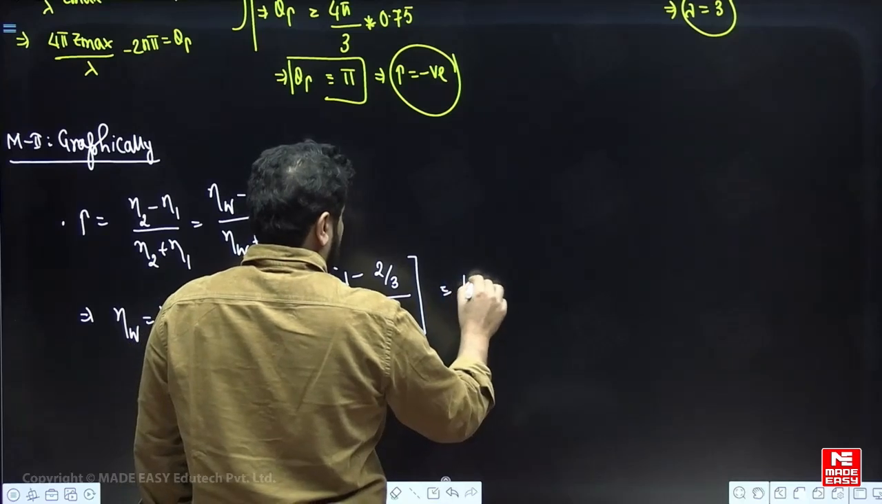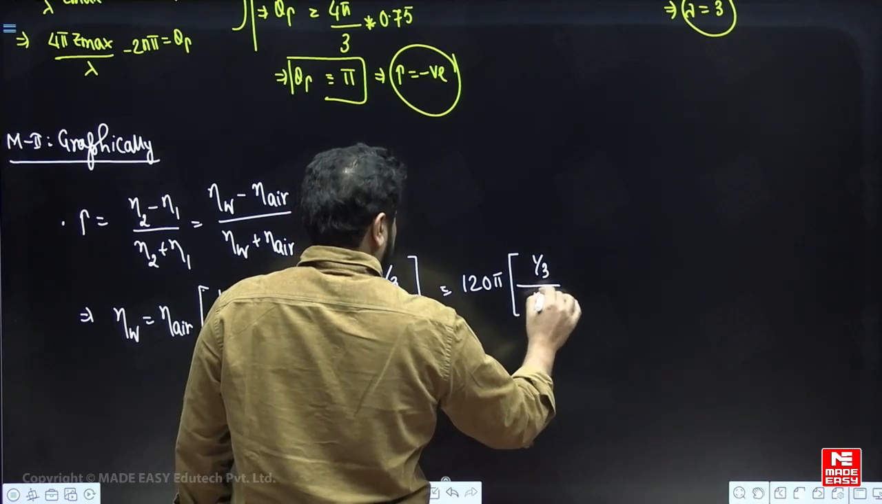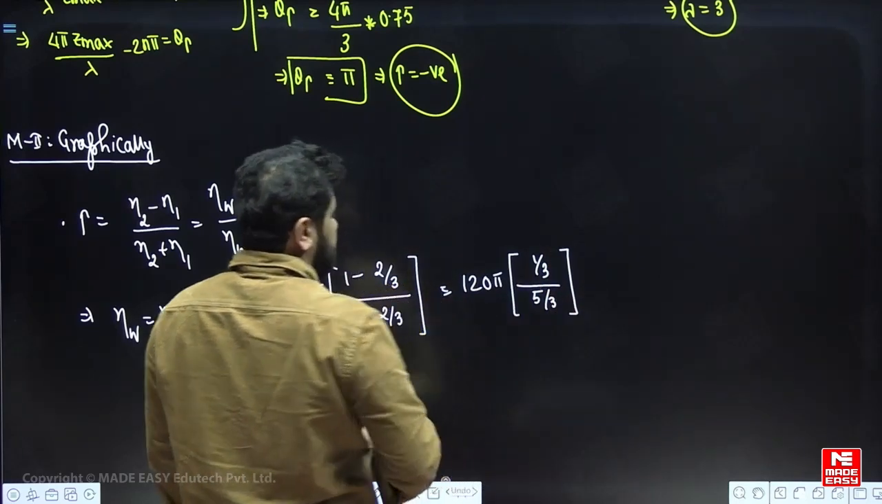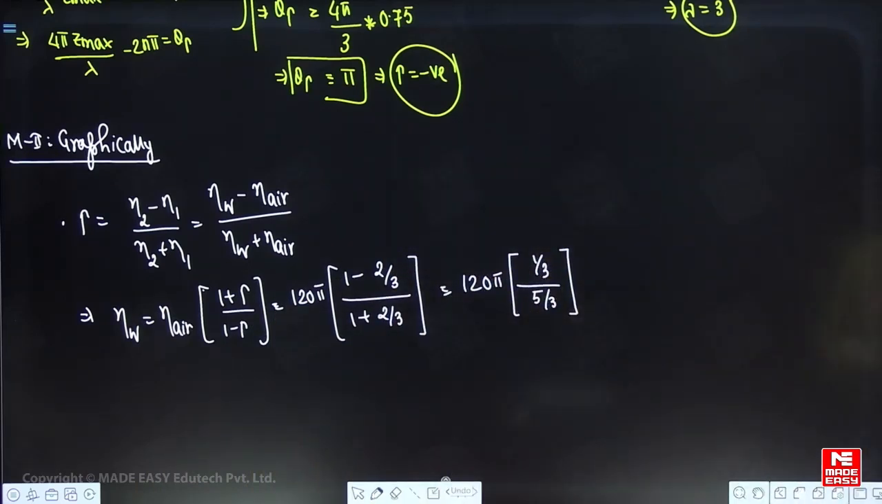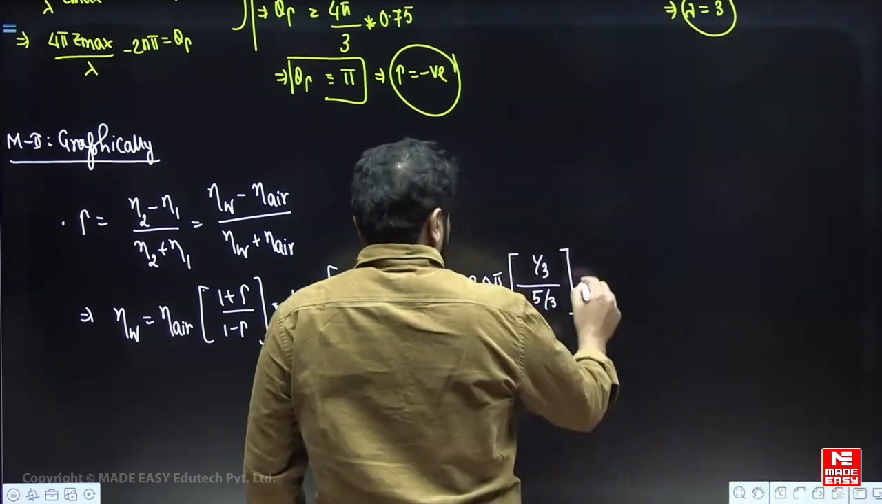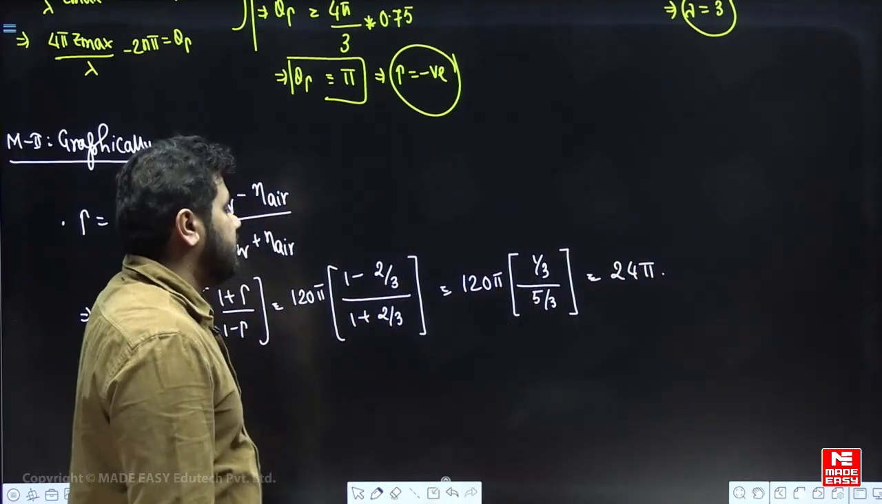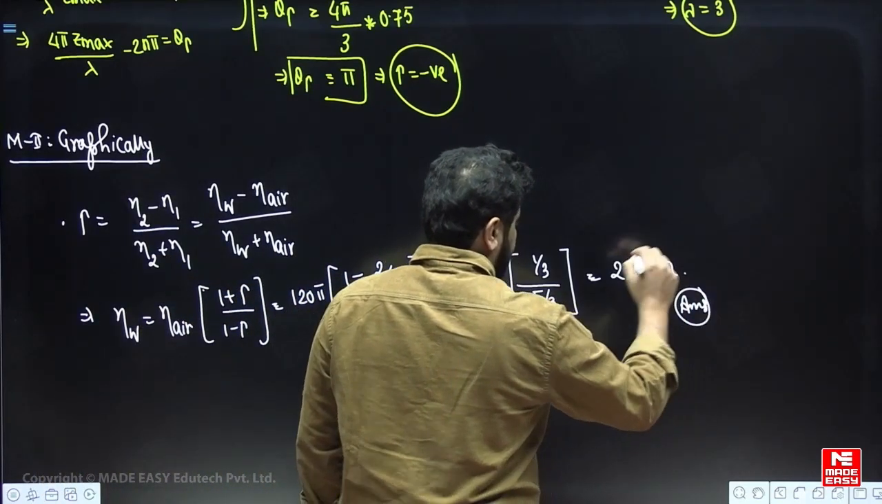So, this is how much? This is 120 pi, this is your 1 by 3 upon 5 by 3, isn't it? Correct. So, this is your how much? It is your 24 pi. Fine. So, how much am I going to get the value? So, 24 pi ohm is the answer. So, this should be the answer.